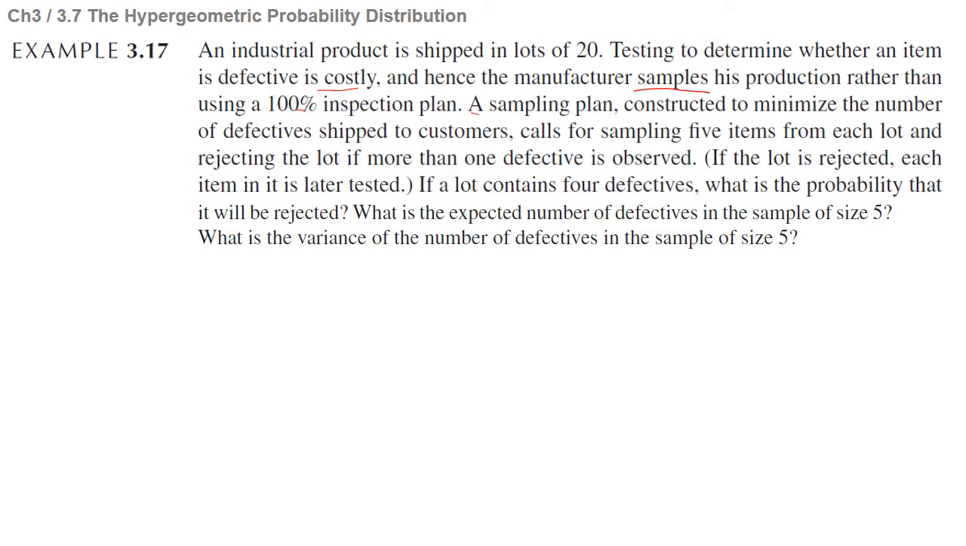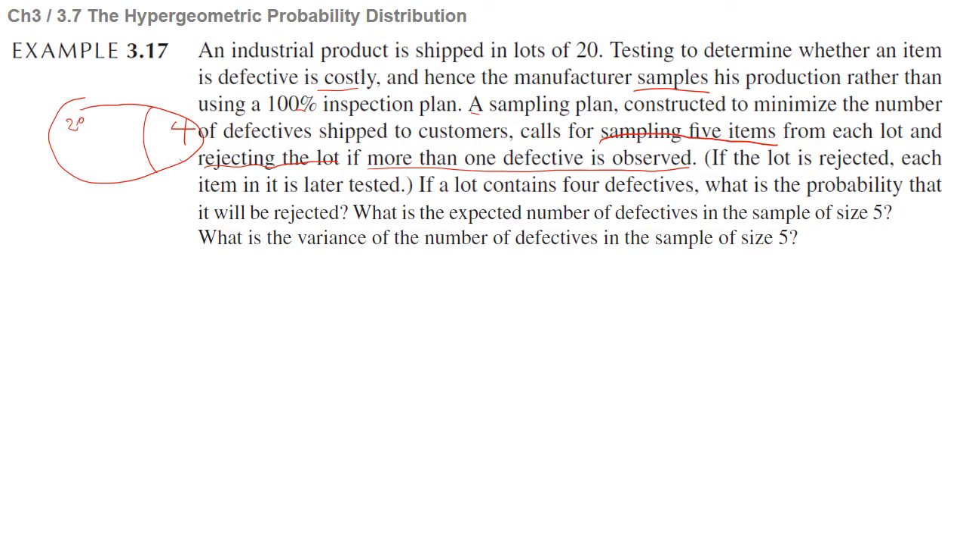A sampling plan constructed to minimize the number of defectives shipped to customers calls for sampling 5 items from each lot and rejecting the lot if more than one defective is observed. So the manufacturer samples 5 items and rejects the lot if more than one defective is observed. If a lot contains 4 defectives, so we have 20 items, and among them 4 are defective, what is the probability that it will be rejected?